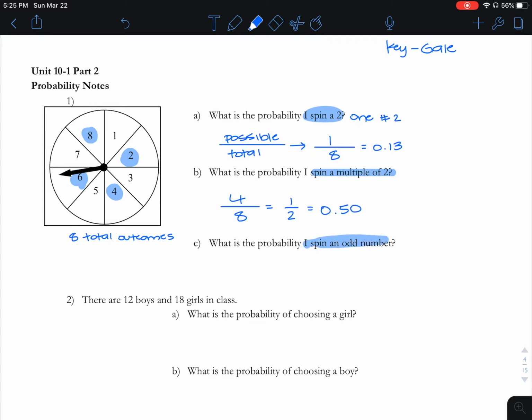What is the probability that I spin an odd number? Okay, let's erase this board. Well, we know 1 is odd, 2 is even, 3 is odd, 4 is even, 5 is odd, 6 is even, 7 is odd, 8 is even. So again, I need my fraction bar. 8, in this case, I circled, or highlighted, 4 numbers. Again, that reduces to 1/2, which equals 0.50. So half of the time, I'll get a multiple of 2. Half of the time, I'll get an odd number.